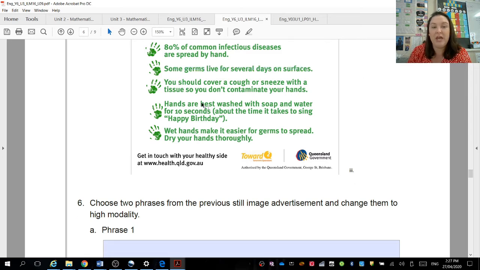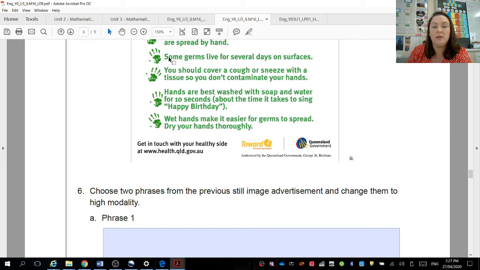How can we change that from middle to low modality to high modality? We can probably look at the word "some." You could say "most germs live for several days on surfaces." That would possibly be a good option.